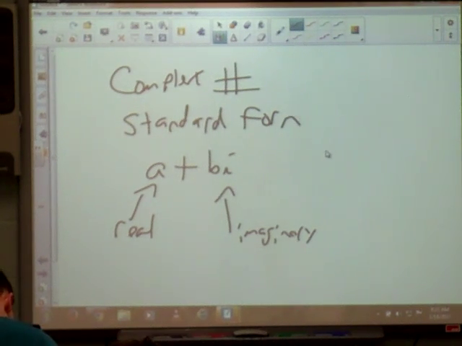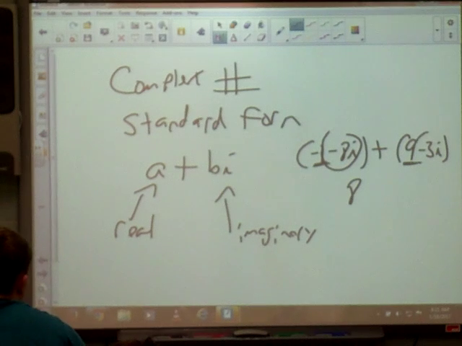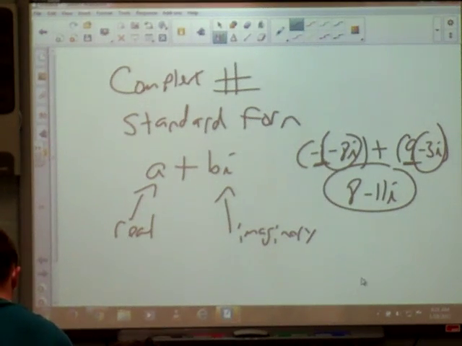So if I gave us a problem that said -1 minus 8i plus 9 minus 3i. This is the easiest kind because it's just like combining like terms. I got -1 plus 9, which is 8. Then I got -8i plus -3i, which is -11i. And that's all you would do. It's just like combining like terms. And that is in standard form because my real number's first and my imaginary part's last. Easy schmeezy.